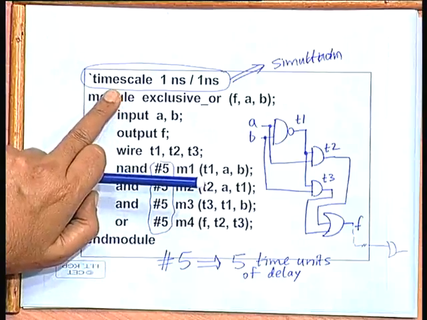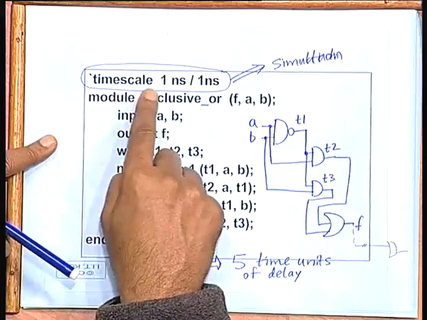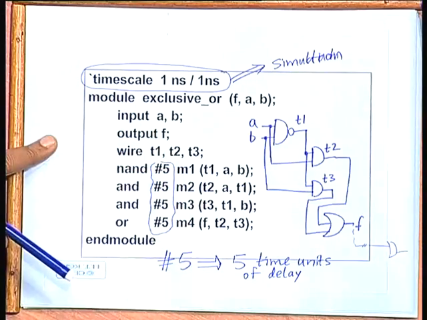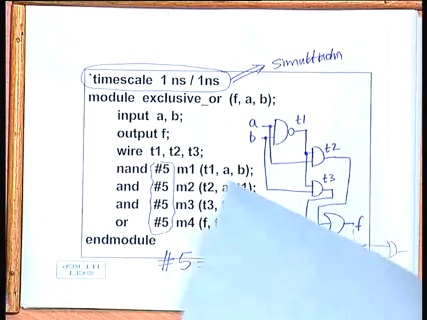Timescale is a Verilog keyword. Now let us explain this. It has to be used with the reverse quote, the backtick. These are basically simulator directives. The simulator directives all begin with a reverse quote. So let us see what this means, reverse quote timescale.